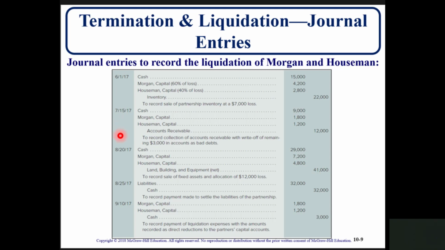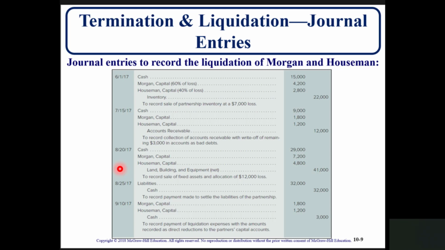The second one is to record collection of accounts receivable with write-off of the remaining $3,000 in accounts as bad debt, and again, they received $9,000. The accounts receivable was on the books for $12,000, so the offsetting difference again is to the capital accounts of the two owners for $1,800 and $1,200.